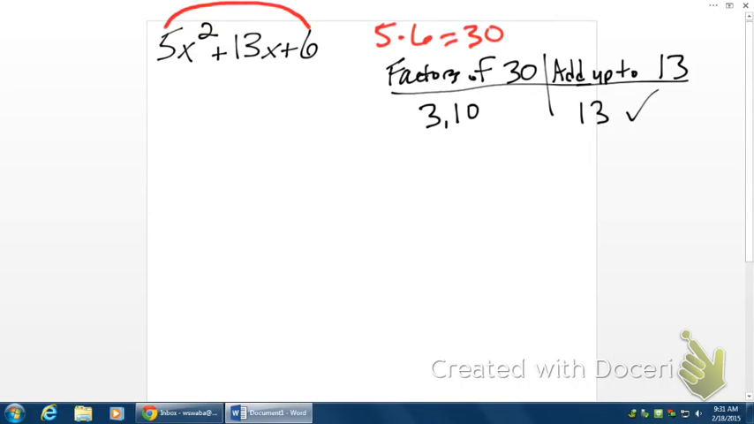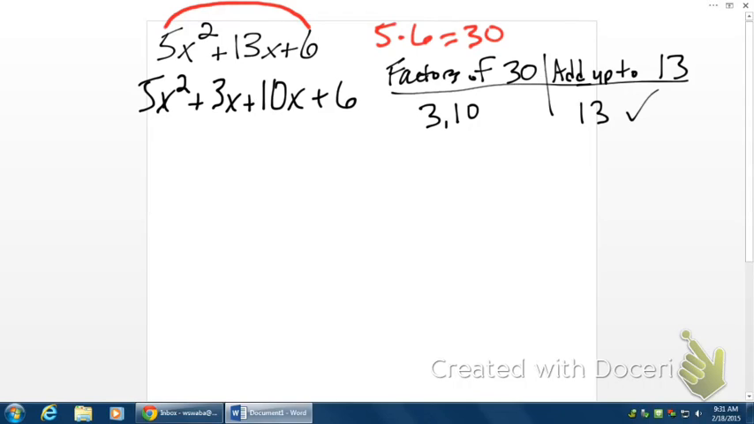All right, now, remember, what was our main objective for doing all this over here to the side? Well, we need to split up that middle number. We're going to split it up into whatever two numbers that you find. So the 3 and the 10 are our two numbers. So that's what I'm going to do. So I got a 5x squared plus a 3x plus a 10x and then plus 6.